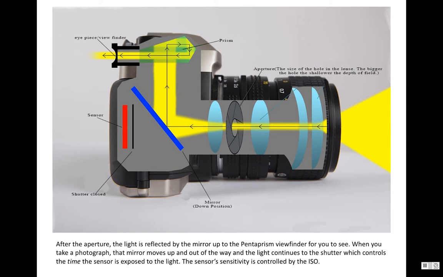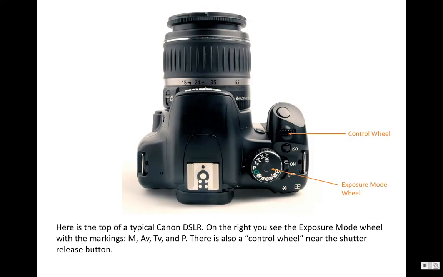Now the issue is though that the mirror is blocking the light that eventually wants to get to the sensor. So when we take the photograph, that mirror flips up and out of the way. That light continues back to the shutter, and then the shutter opens and closes to allow the light to strike the sensor for a certain amount of time. So the aperture is a control of volume of light, and the shutter is a control of time that the light is striking the sensor. And that sensor has a sensitivity to it that's controlled by the ISO, what we call the ISO.